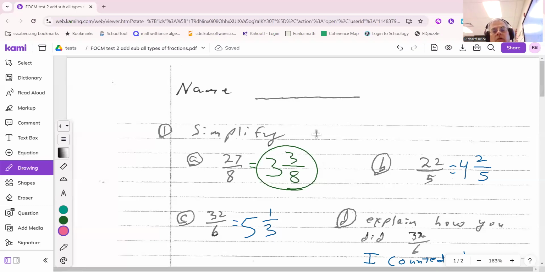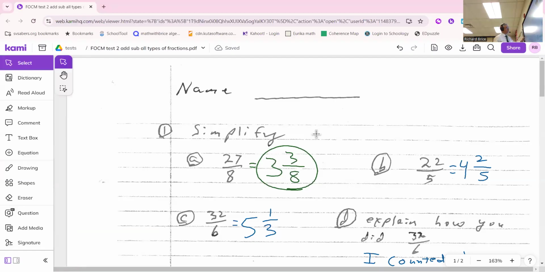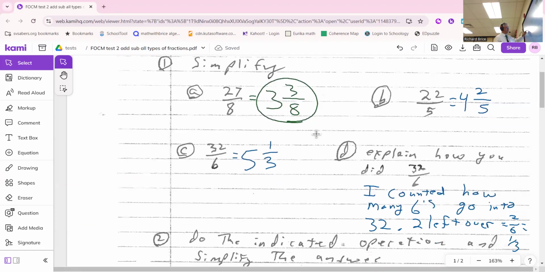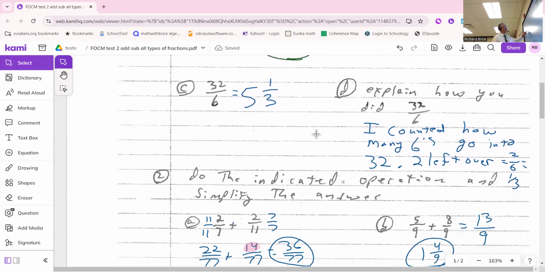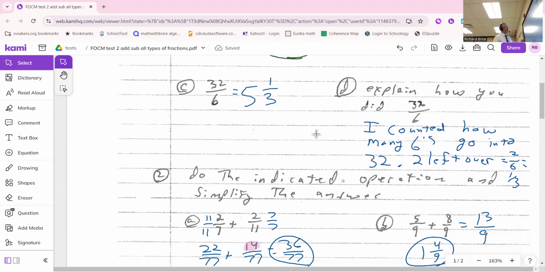We are going to go over your practice test just to make sure we have all the right answers. First thing I'm going to do is show you the answers to the first two pages. A is 3 3/8, B is 4 2/5, C is 5 1/3. Lots of explanations for D.